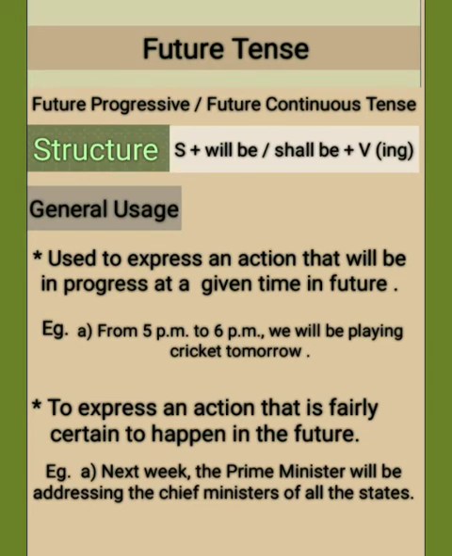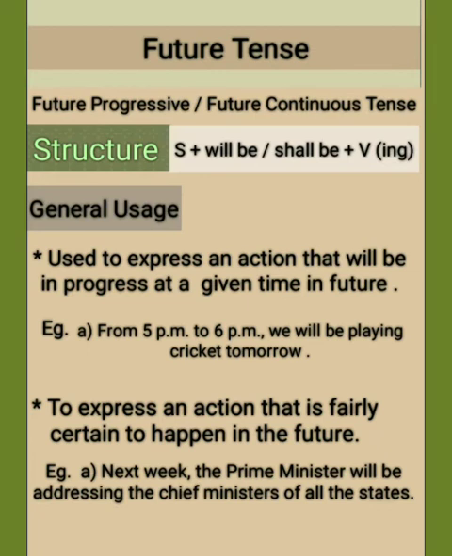This form is used to express an action that will be in progress at a given time in the future. For example, from 5 pm to 6 pm, we will be playing cricket tomorrow. And this form is also used to express an action that is fairly certain to happen in the near future. For example, next week the Prime Minister will be addressing the Chief Ministers of all the states.